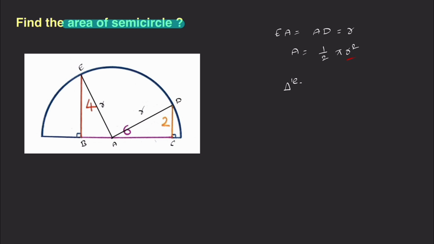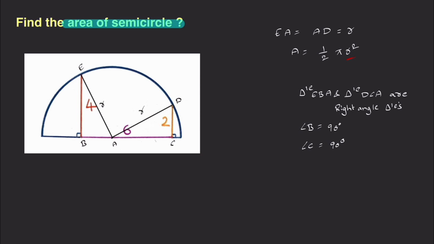Triangle EBA and triangle ACD are right angle triangles, right? Because angle at B is equal to 90 degrees and angle at C is equal to 90 degrees. So this is the reason both these triangles are right angle triangles. And for these right angle triangles, AE and AD are hypotenuse. Using the Pythagoras theorem, we can find the hypotenuse of the right angle triangle, right?